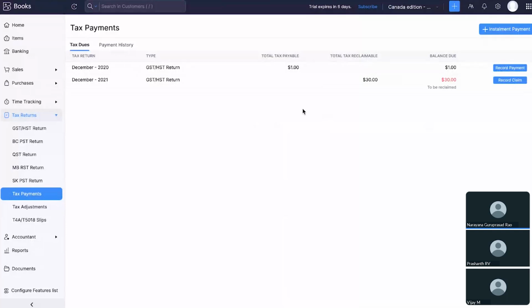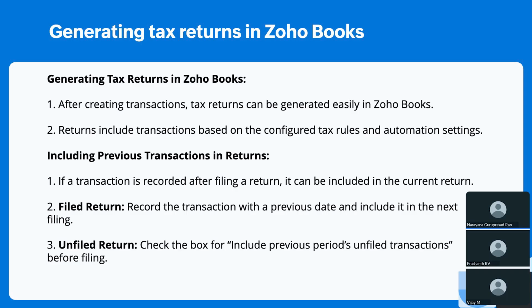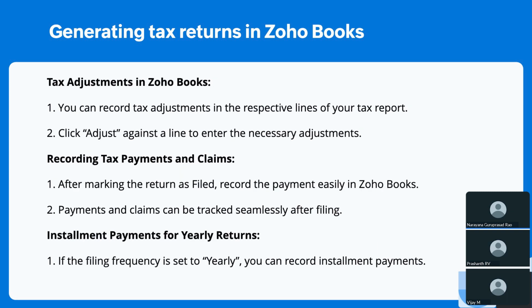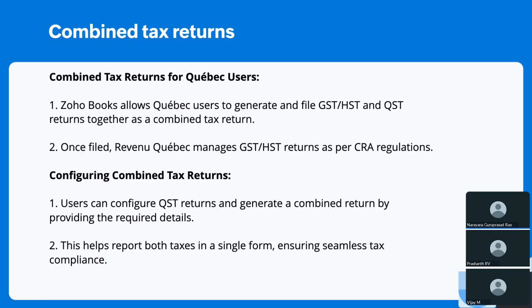We have another special feature in Zoho Books which we have introduced recently, which is combined tax returns. If you are a Zoho Books user in Quebec and you file both GST, HST, and QST separately, there is a more efficient way to manage your tax returns. In Zoho Books, you have the option to generate and file them as a combined tax return.